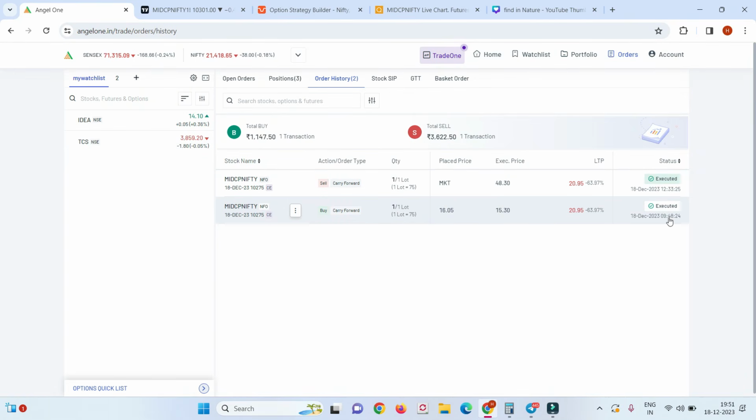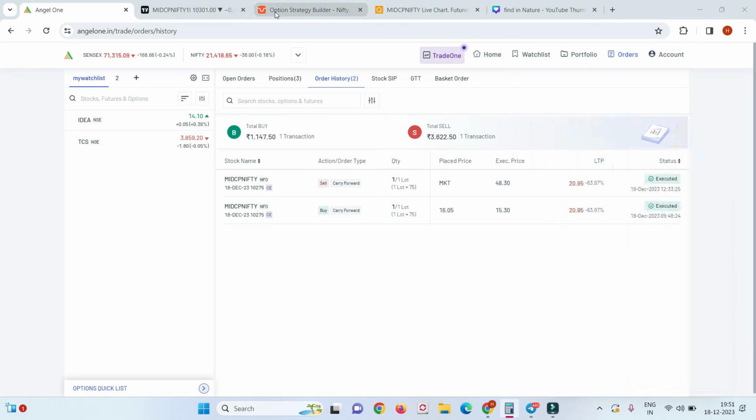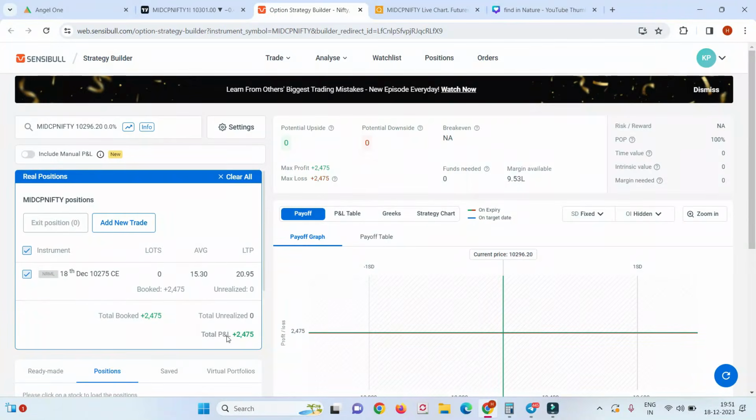If you look at this, at 9:48 I entered into mid cap Nifty, and then almost at 12:33 I exited, guys. My executed price was 15.30. I exited at 48. So technically, I made 33 points. 33 into 75, which is the lot size, so 2475 is the profit. That's where you see 2475.